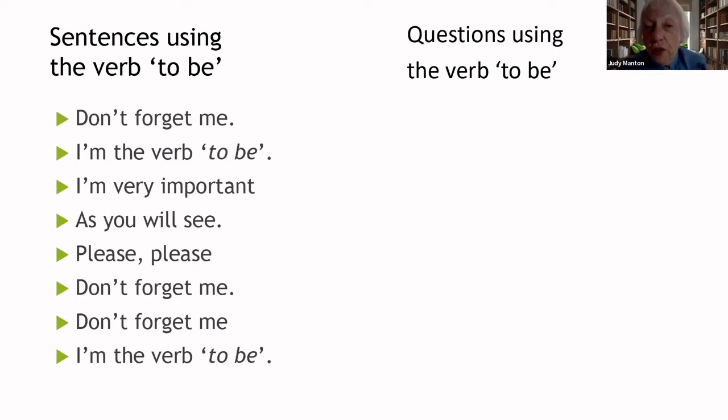Questions using the verb to be. Am I? Are you? Is she? Is he? Is she? Were the yes, no questions of the verb to be. Where are you? Where is he? Were the information questions of the verb to be.